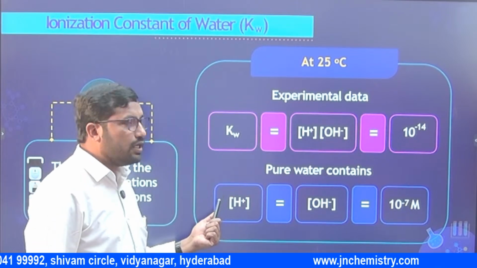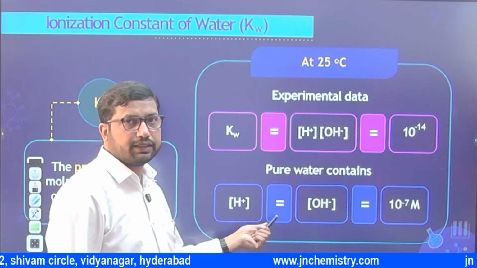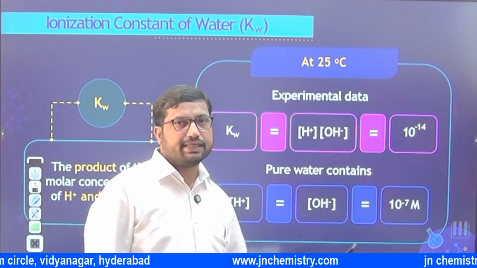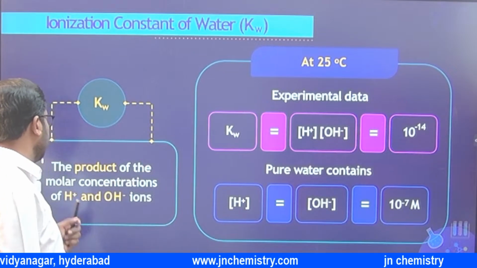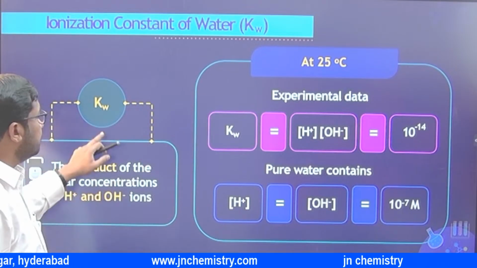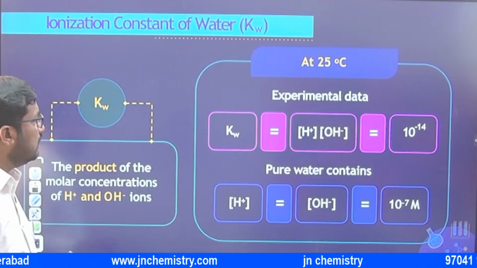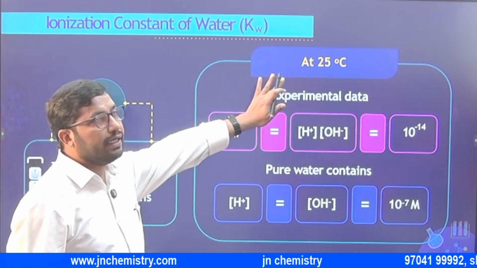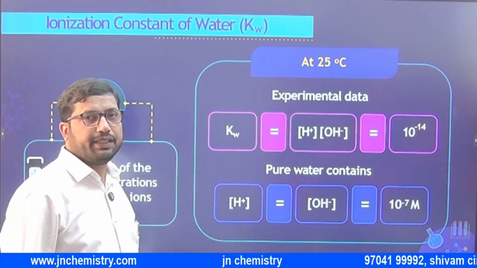For pure water, H plus and OH minus are both the same, 10 to the power of minus 7. The product of the molar concentrations of H plus and OH minus is nothing but Kw. So 25 degrees centigrade is very, very important.